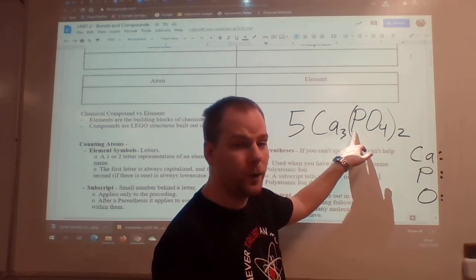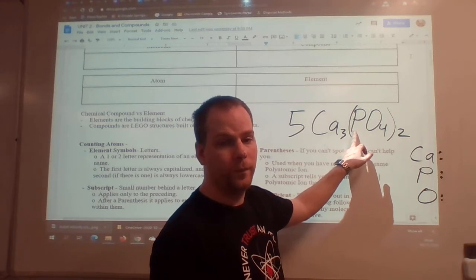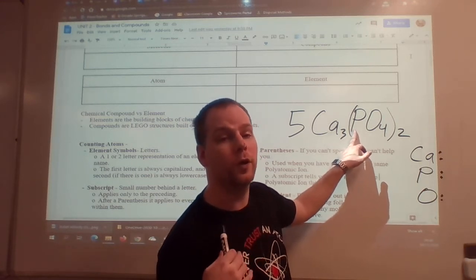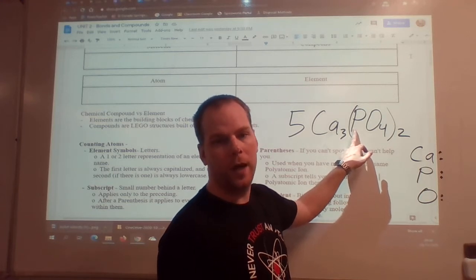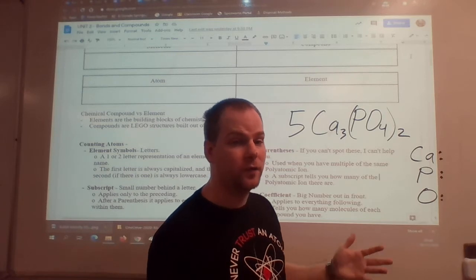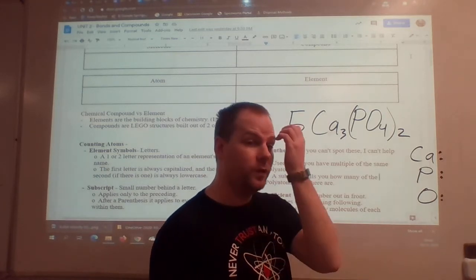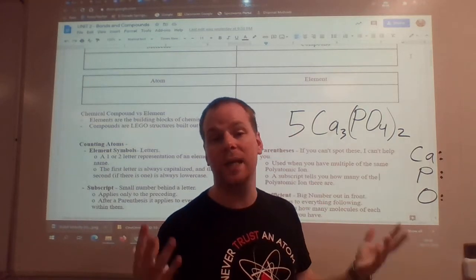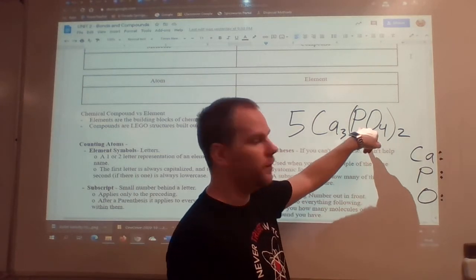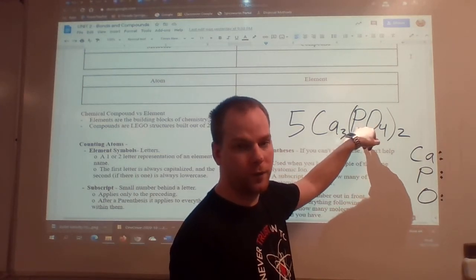There is no subscript after this P. That is because we do not write subscripts that are 1. Instead, we just note the letter. If the symbol is not there, it has to be 0. If the element symbol is there, there has to be at least 1. So since there is no subscript, it means there is 1 phosphorus.